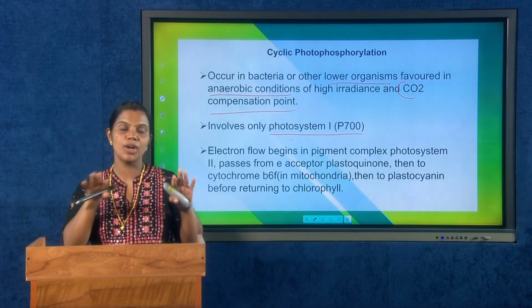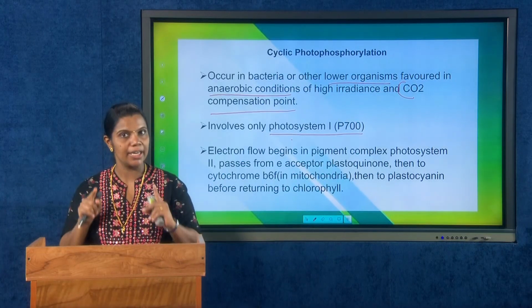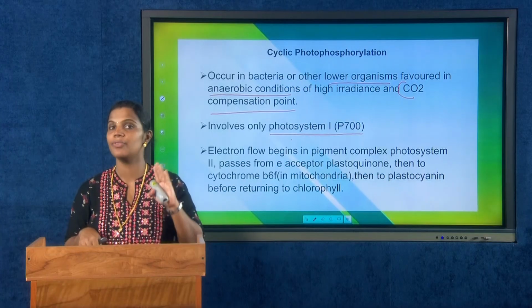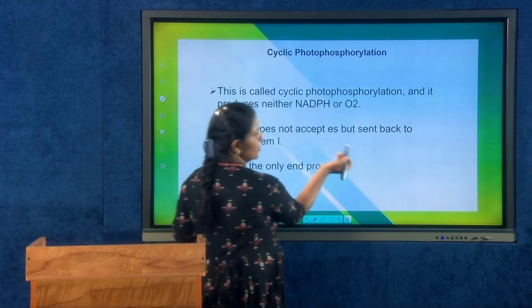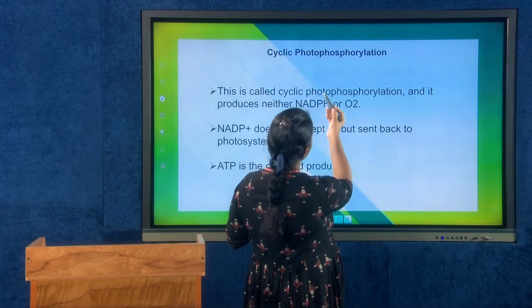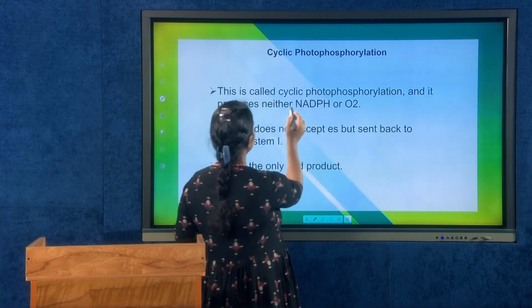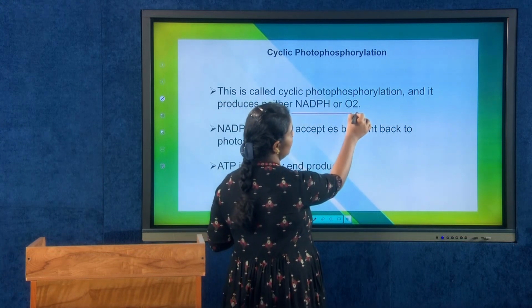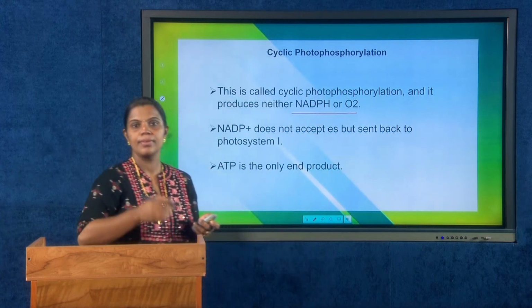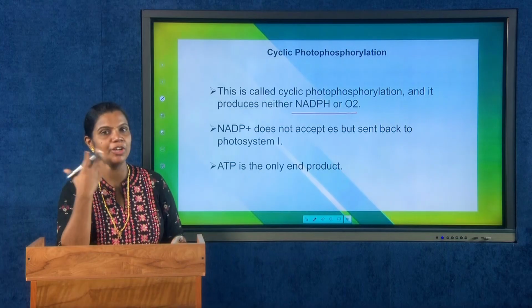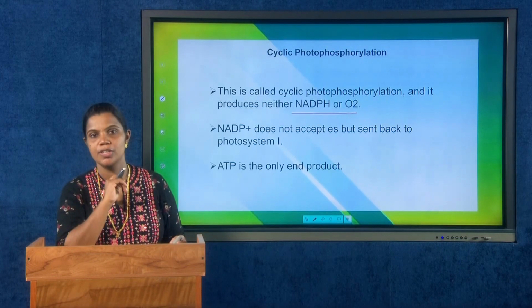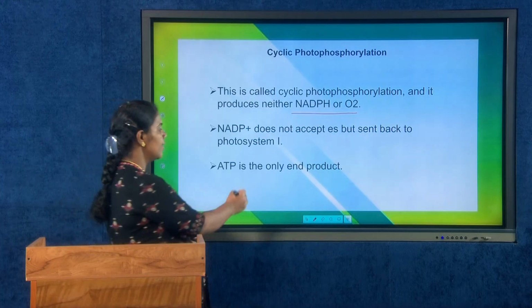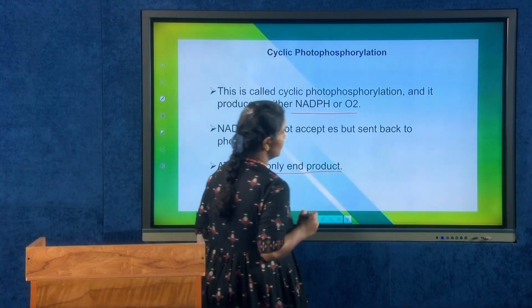This is what is occurring in higher plants, but in lower organisms there is only the functioning of photosystem 1. In cyclic photophosphorylation, there is no production of NADPH or oxygen, and the NADP plus will not accept any electron, which is being sent back to photosystem 1. The ATP is the only end product.